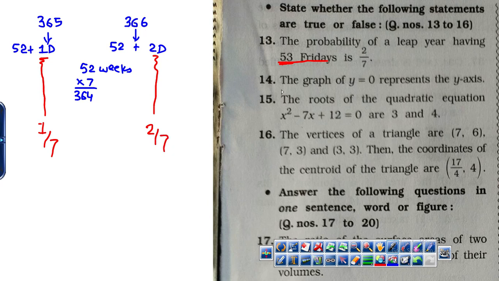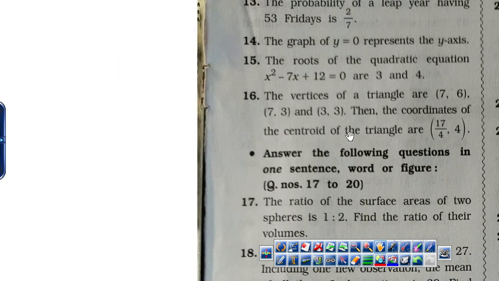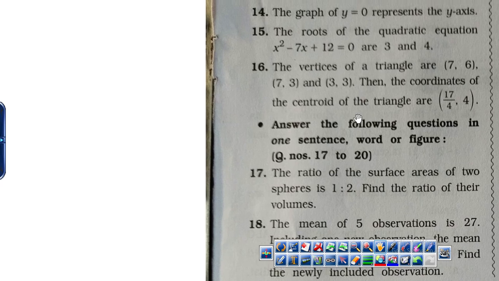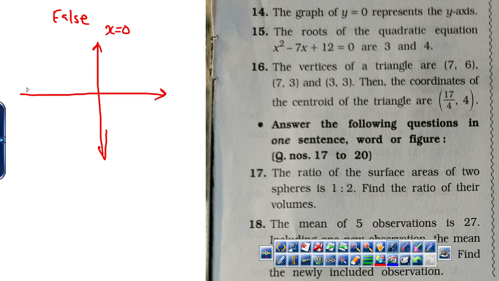So I actually explained 2 questions. Leap year, 2/7 is the answer, true. Normal year, non leap, then not 2/7, it is 1/7. The graph of y is equal to 0 represents the y-axis, that is false, and this is straight from the 9th standard. Axes also have equations. So the equation of the y-axis is x is equal to 0 and the equation of the x-axis is y is equal to 0. Remember this. The graph of y is equal to 0 represents the y-axis is false.